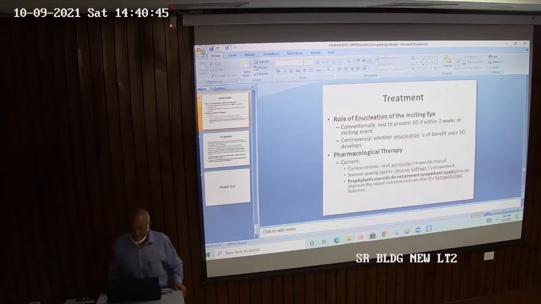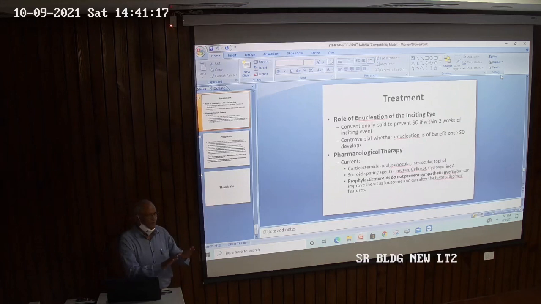Steroid sparing agents are used many times, because it's a dangerous condition. If the steroids are not responding and these features are still there, the flare and the pain or ciliary tenderness, then we can switch to immunosuppressive drugs. These are especially azathioprine, cyclophosphamide or cyclosporin A. We can start these because we want to suppress the immune reaction.